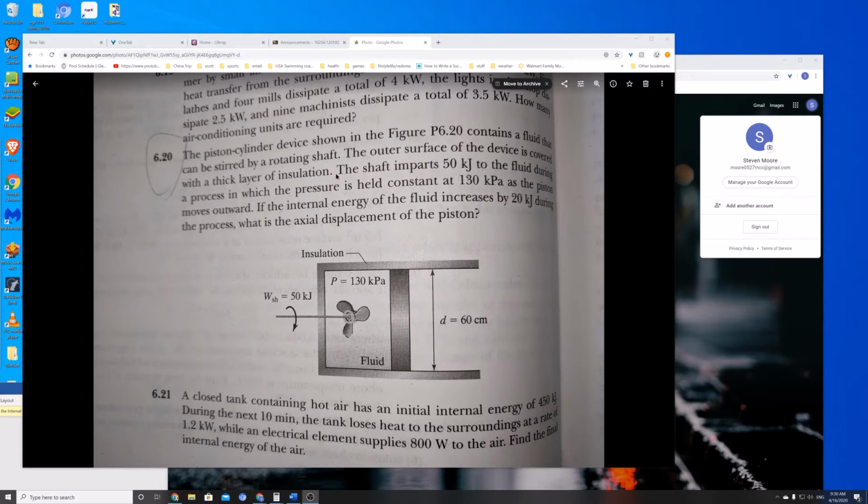So this is a conservation of energy problem, right? You have to account for all the energy. It's a closed system, right? So we're not having any mass flowing in or out.